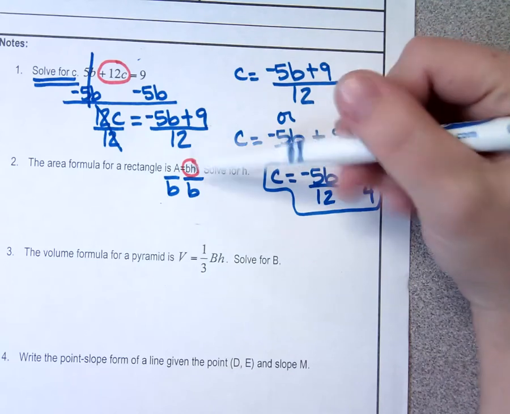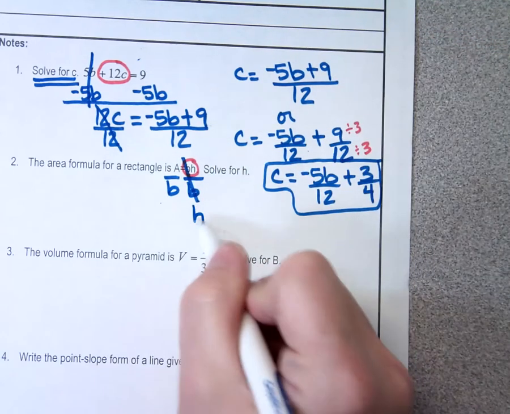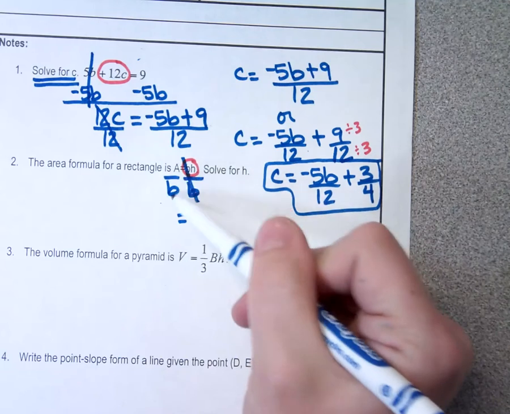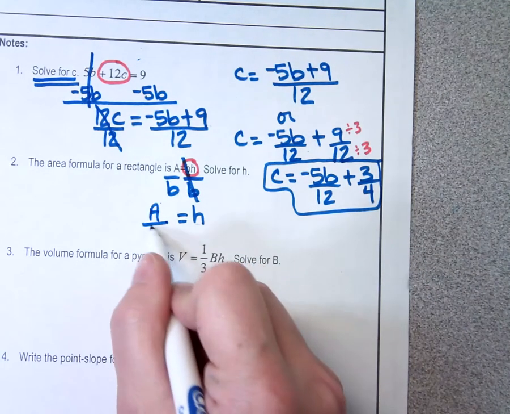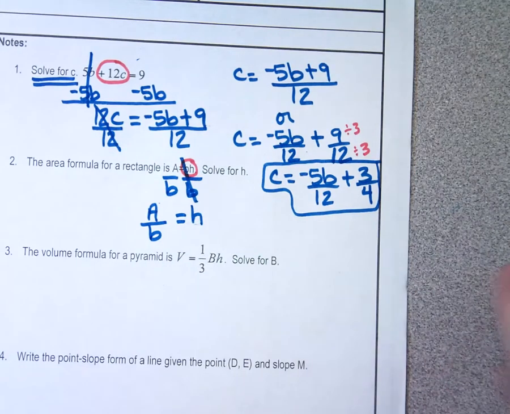b divided by b is 1, so all I'm left with is 1h or h. And then I can't actually divide a by b, so it just stays a divided by b. And that's my answer. Done.